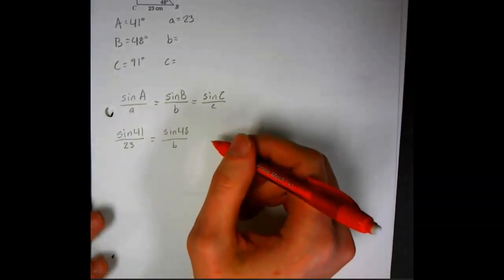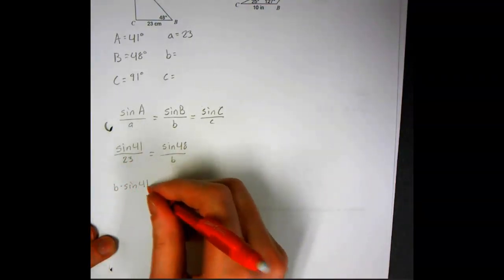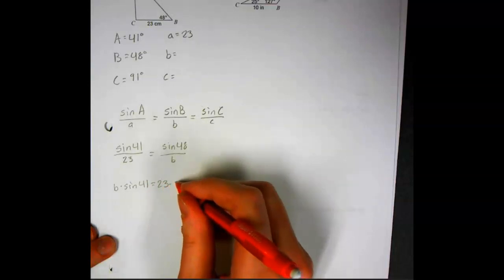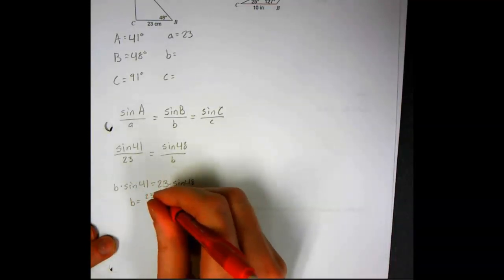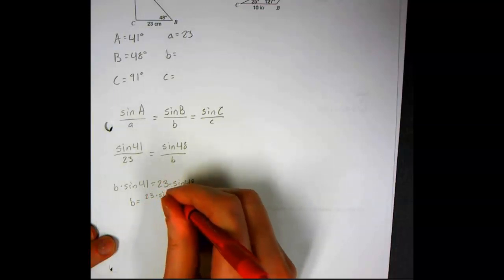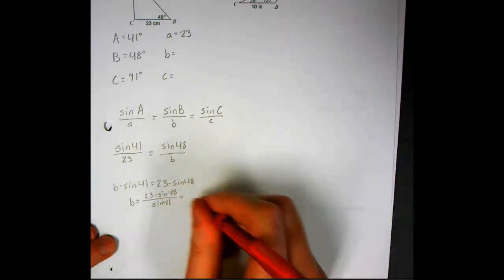To solve for B, we're going to take the cross multiplication, and we'll have B times the sine of 41 equals 23 times the sine of 48. We're going to divide both sides by that sine of 41. B equals 23 times the sine of 48 over the sine of 41. When we plug that into the calculator, it should spit out something like 26.